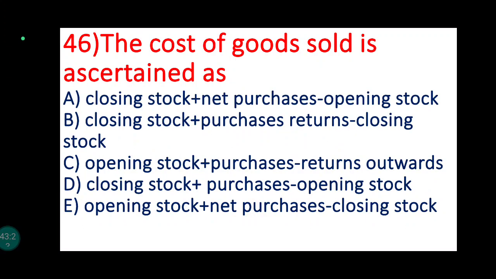Point number 46. The cost of goods sold is ascertained as. So this you know now, I guess. The answer is opening stock plus net purchase less closing stock. So we get cost of goods sold. Now here net purchase means purchase plus direct expenses less return outward. Direct expenses like direct wages, warehouse wages or carriage inward.